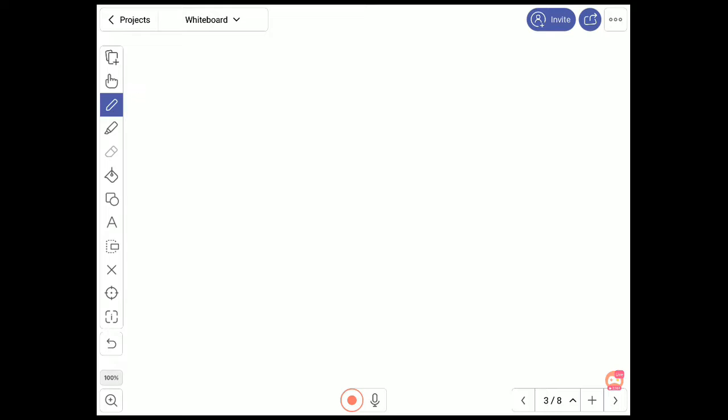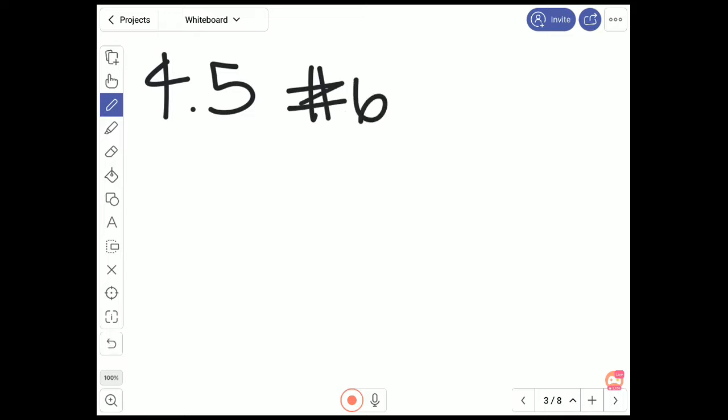Okay, so we got our first question. I'm going to be in section 4.5 and I'm going to be answering question number 6. Trying to get there, so give me just a second. Okay, so we're on section 4.5, question number 6.